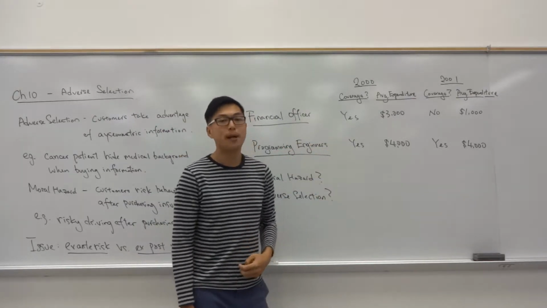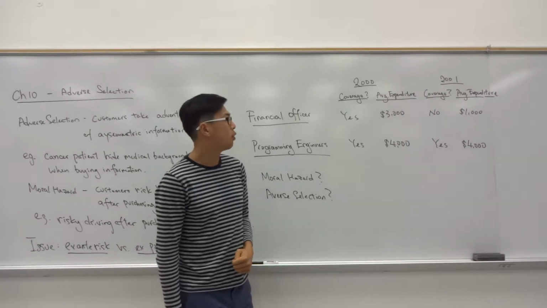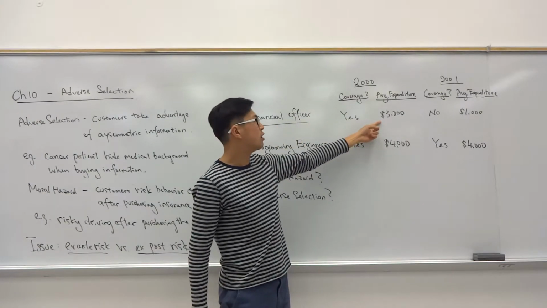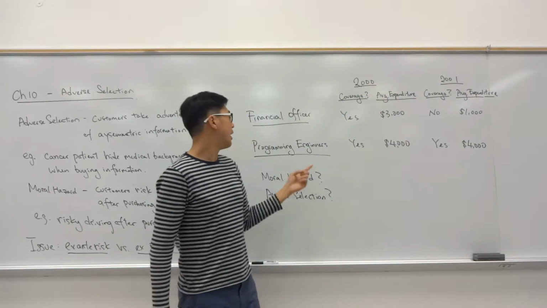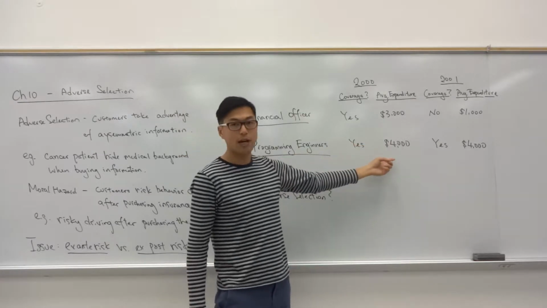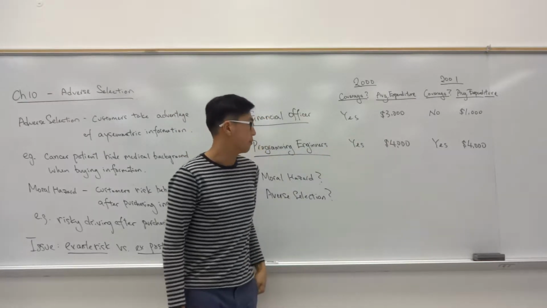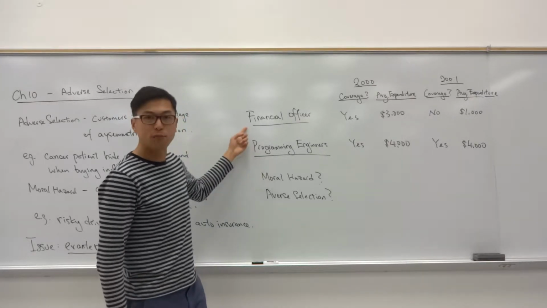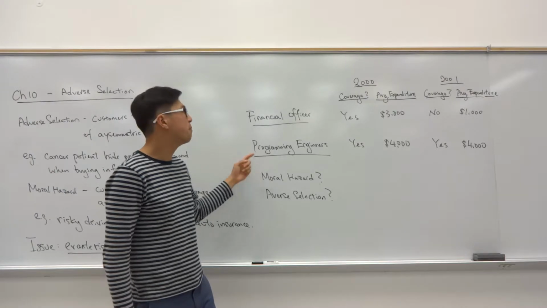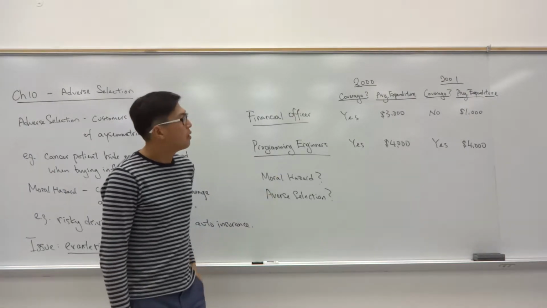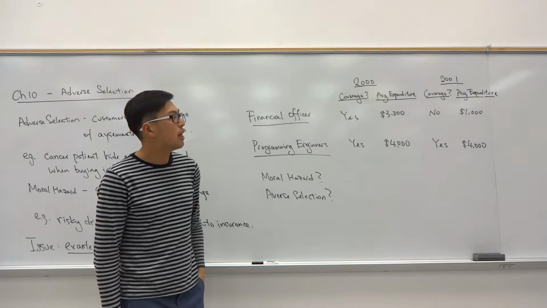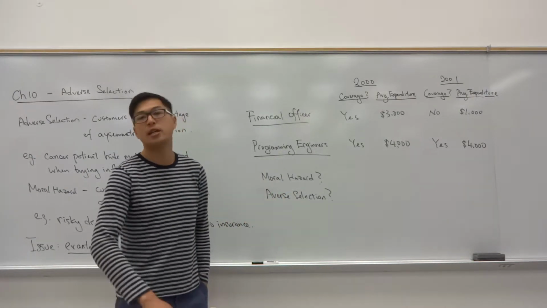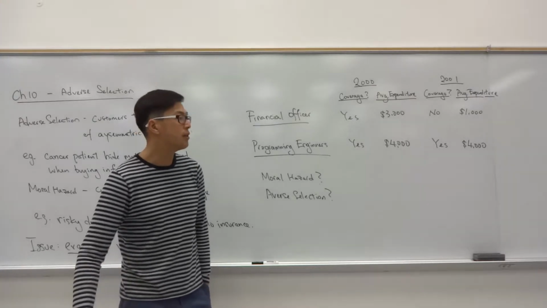And the average health-related expenditure for the financial officer is $3,000 in the 2000s. For the programming engineer, it's $4,000 on average. So in this case, the financial officer seems to be healthier compared to the programming engineer, even with the coverage. But to figure out whether there is an adverse selection problem or maybe a moral hazard problem, we need a second set of data to evaluate.